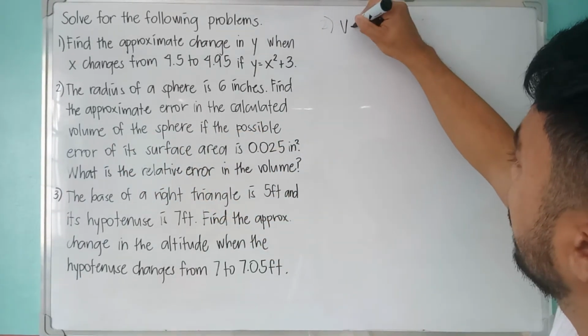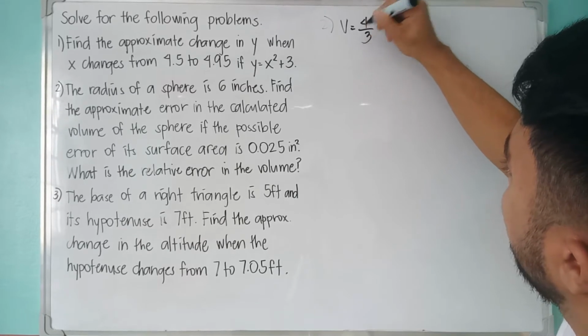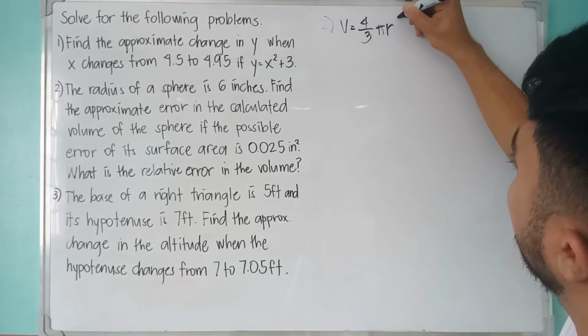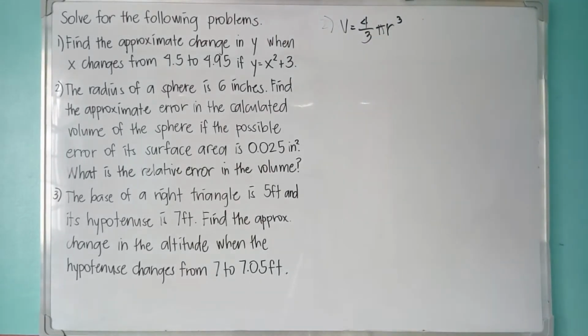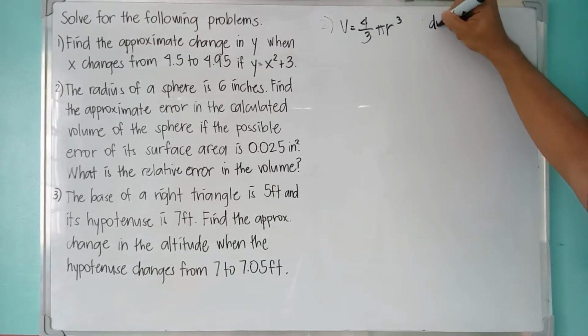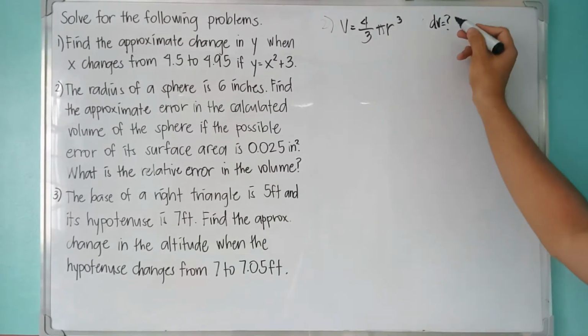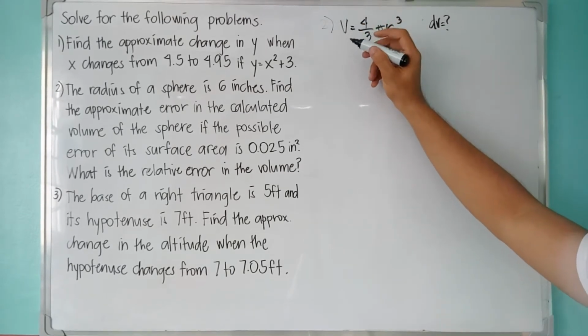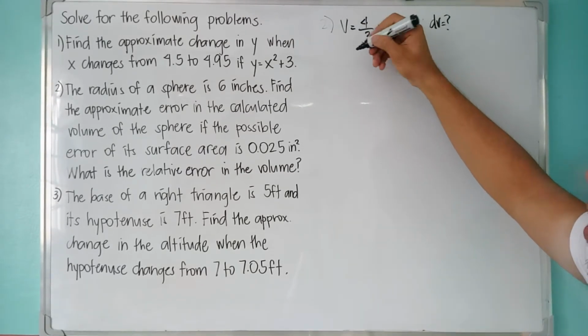Alam natin ang volume is equal to 4 over 3 pi r cubed, di ba? So, kung i-differentiate natin to, kasi ang hinahanap natin ay dV, di ba? Para makuha natin yung dV, differentiate natin to.